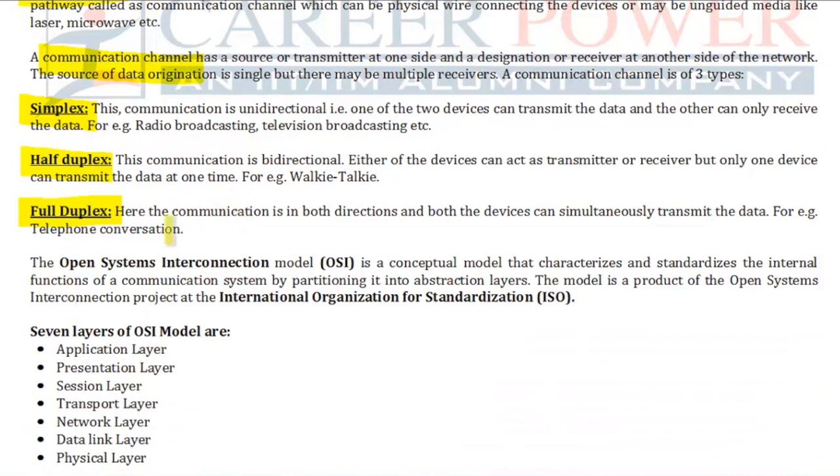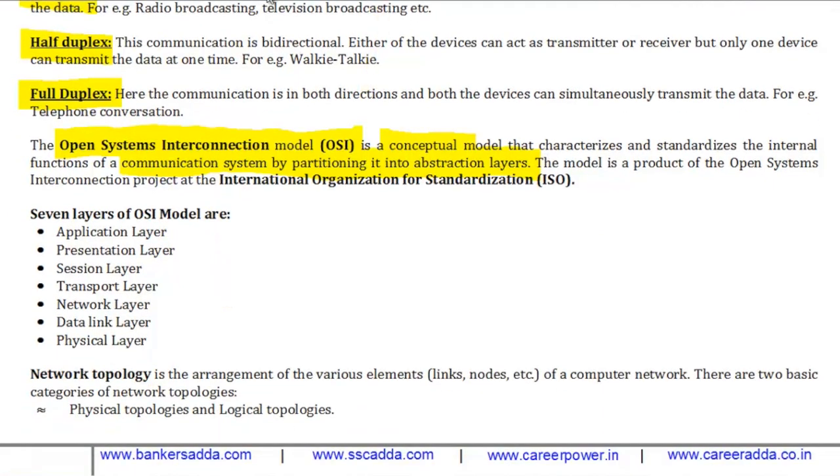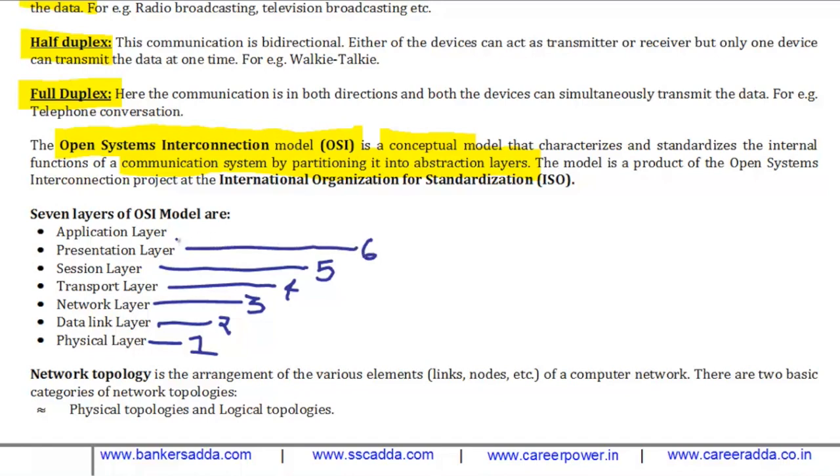After communication channel, we have the OSI model. Remember, we have encountered some terms like physical layer, network layer. All these were layers of the OSI model. OSI model is a conceptual model that characterizes and standardizes the internal functioning of communication system by partitioning into abstraction layers. Let us see what are the layers of OSI model. This is the first layer, physical layer. Then the second layer is data link layer. Third is the network layer. Then we have transport layer. Fifth is the session layer. And presentation layer is on sixth number, and then we have application layer, which is the seventh layer. There are a total of 7 layers in OSI model.